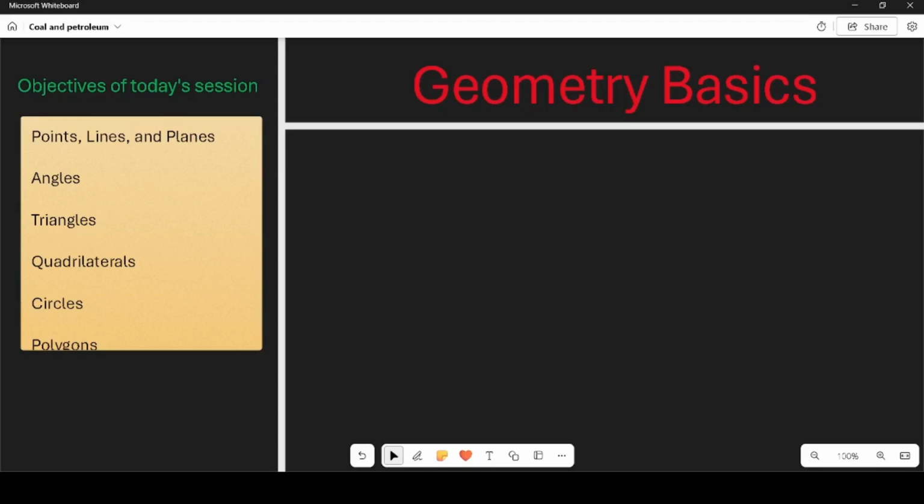Today I'm excited to take you on a journey through a fascinating world of geometry. We'll explore the fundamental concepts that form the basis of mathematical discipline and discover how they shape the world around us. Let's discuss our objectives for today's lesson. Today we'll be learning about points, lines and planes, angles, triangles, quadrilaterals, circles and polygons. So let's dive in.